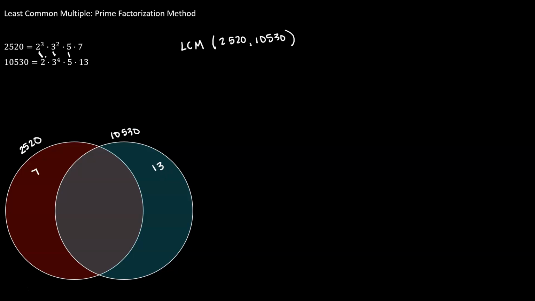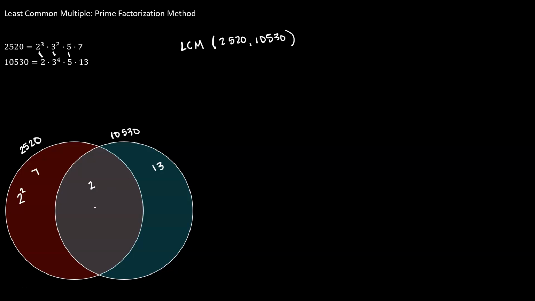I do know that both numbers have some 2s. 2,520 has 3 factors of 2, 2 to the third power, but 10,530 only has 1. So if we look at what they have in common, they each have 1, but then 2,520 has a couple more. So I'll place the one that they have in common in the overlap, and then I will put 2 squared in the red portion because 2,520 needs 3 factors of 2, and if we look at our red circle, we have 3 factors of 2.